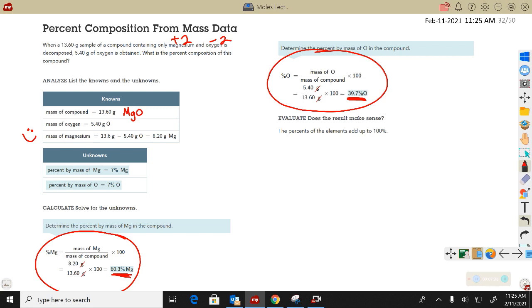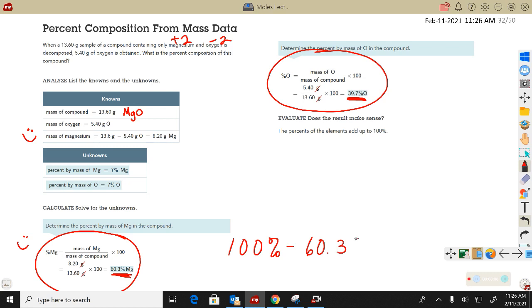Now, realistically, if you were just asked, what is the percent composition of all elements in this compound? What if you just did the magnesium, for example? I wouldn't call this lazy, I'd call it resourceful. What if I just did the percent magnesium? Could I then find the percent oxygen? As long as I'm pretty confident that I did the magnesium right, then you could just take 100% and subtract the 60.3.